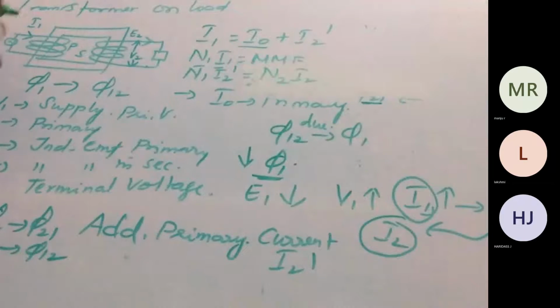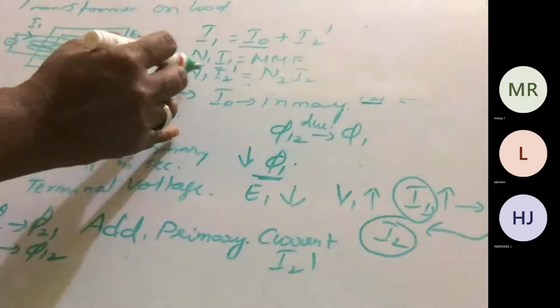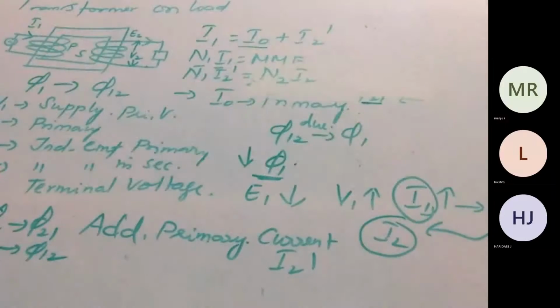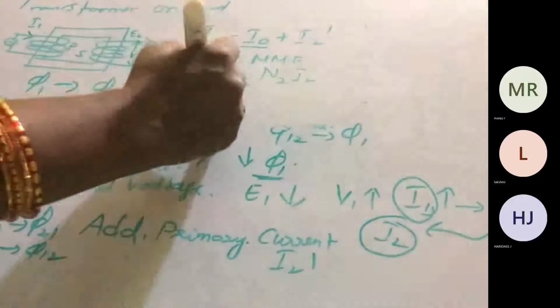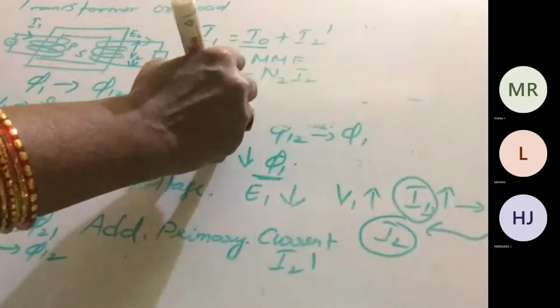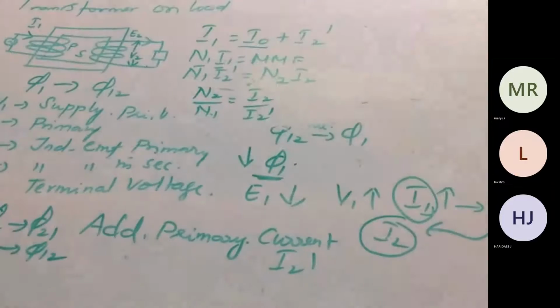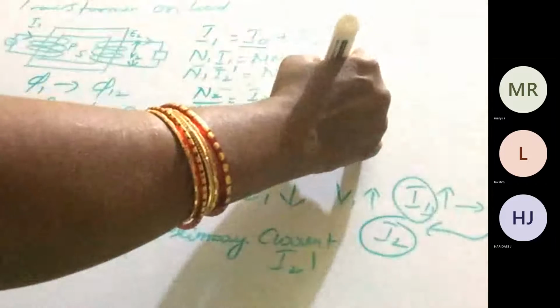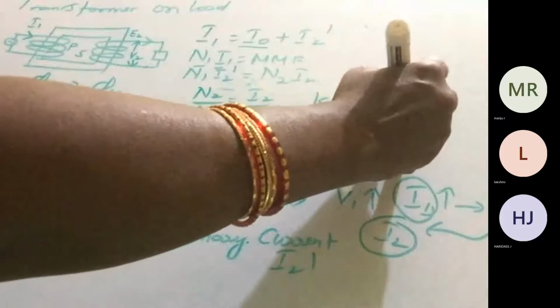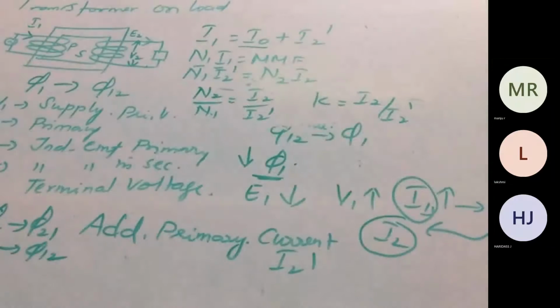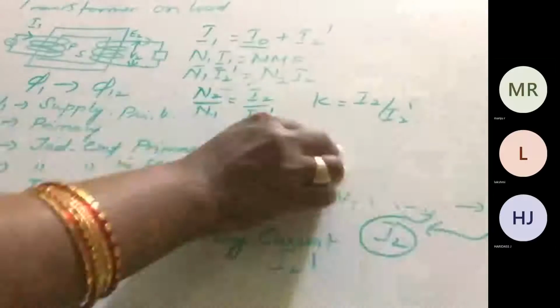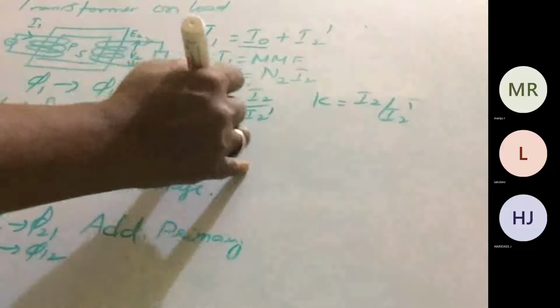So we can represent that as I2 dash. The MMF in the primary side, because of the additional current, is N1 into I2 dash, and the MMF in the secondary side will be N2 into I2. From that we can represent N2 by N1 equal to what? N2 by N1 equal to I2 by I2 dash. N2 by N1 is K, so K equal to I2 by I2 dash.